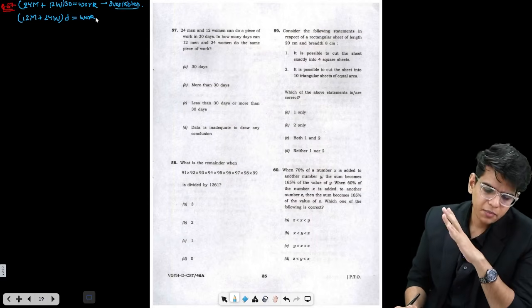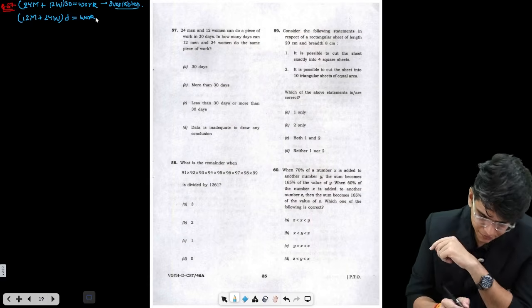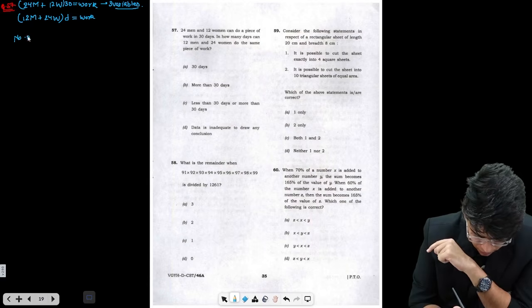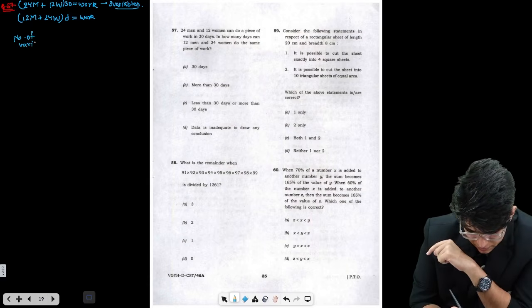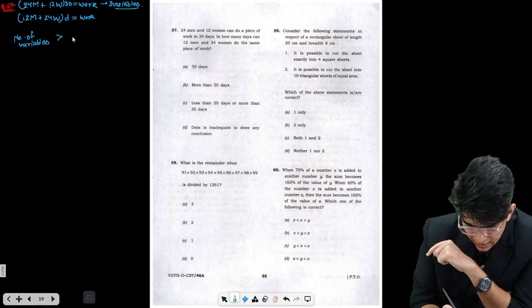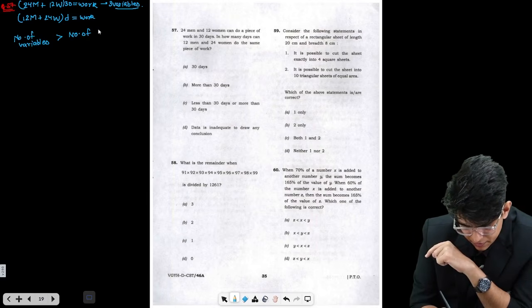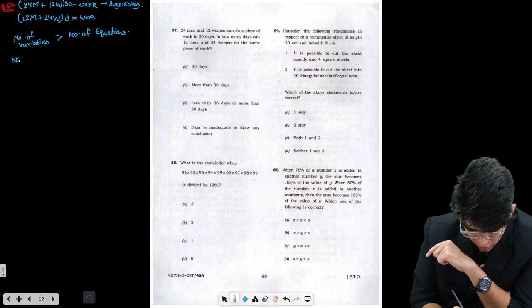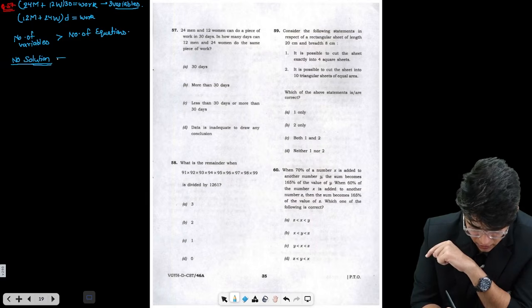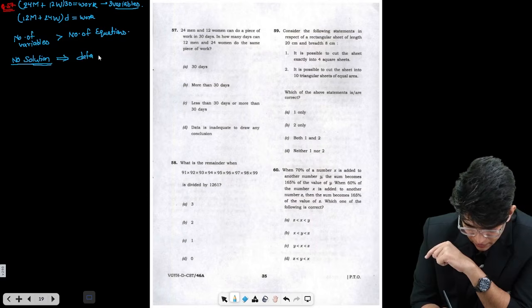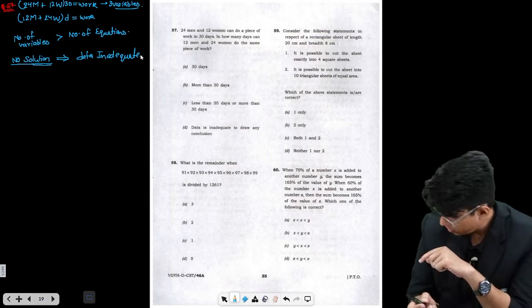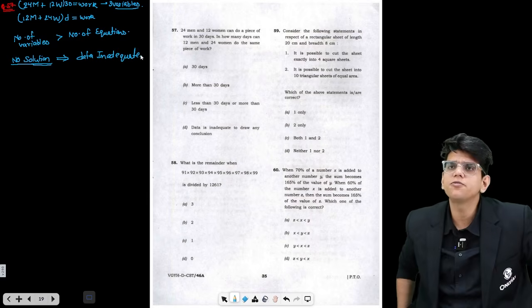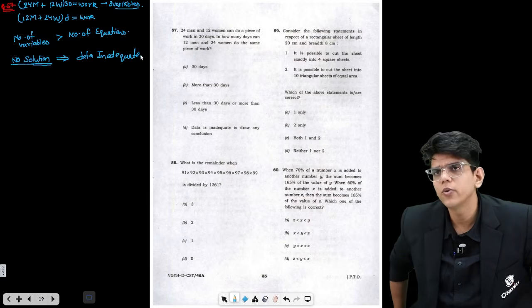So here, because the number of variables is greater than the number of equations, no solution, or data inadequate, because the data given to you is not sufficient to answer the question.